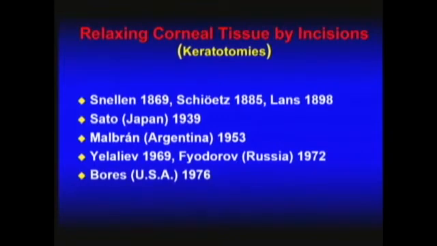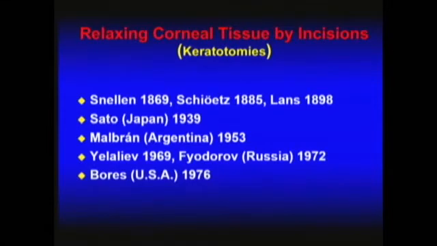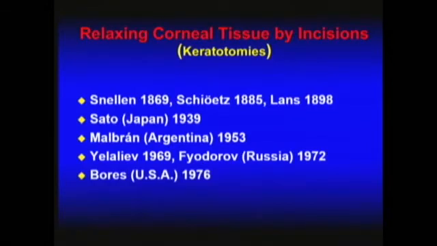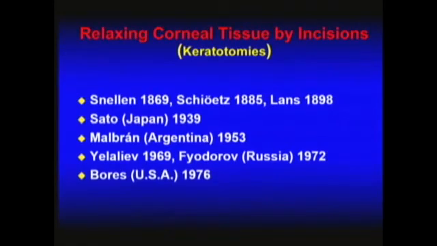Going back to the very beginning, in the 17th century, the first descriptions of refractive surgery were from Snellen, Schiötz, and Lans, who did some relaxing incisions to correct astigmatism. Tatsuo Sato in Japan in 1939 started doing radial keratotomy. But the problem is that he did it in the endothelium with a special knife that he designed called the kamokuto. So he cut all the endothelium, and he didn't realize that he was decompensating those corneas years later.